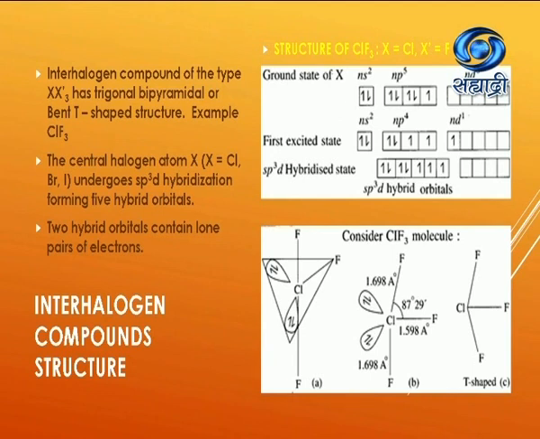So an interhalogen compound of the type XX'3 has a trigonal bipyramidal or bent T-shaped structure. The central halogen atom X undergoes sp3d hybridization, forming 5 hybrid orbitals. 2 hybrid orbitals contain lone pairs of electrons, so it is a bent T-type structure.